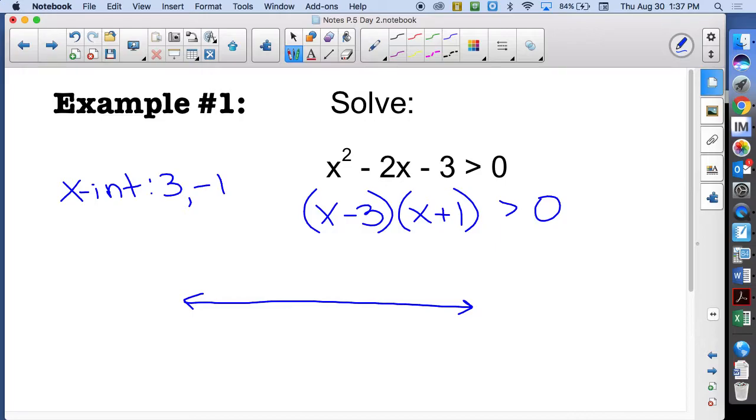Because at the x-intercept, that's the point on the graph where it goes either above the x-axis or below. That's the point where it changes from being up and then it goes down. The x-axis is kind of like that middle area, halfway of your graph. So if I label these points negative 1, positive 3, we now have 3 intervals.